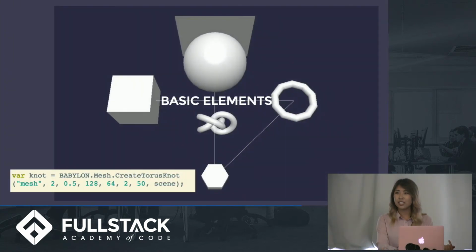We also get basic elements such as a box, sphere, plane, cylinder, torus, knot, and more. We're going to be creating a torus knot that has 8 parameters like name, radius, tube, radial segments, tubular segments, P, Q, and also scene.